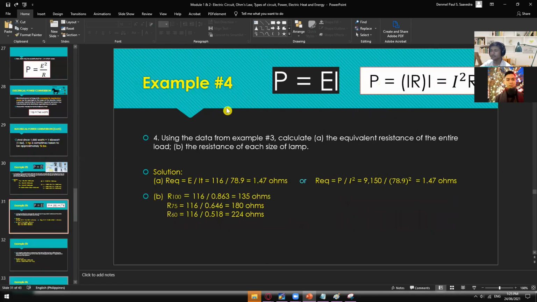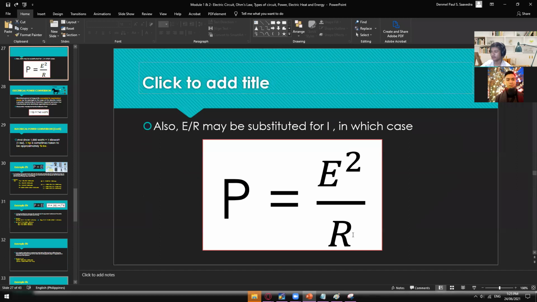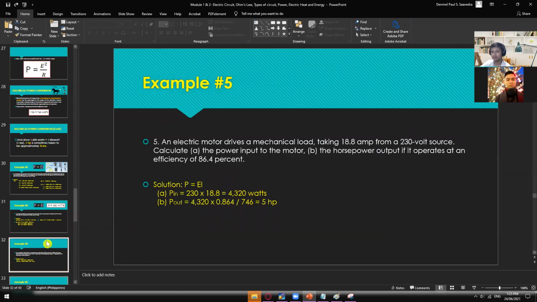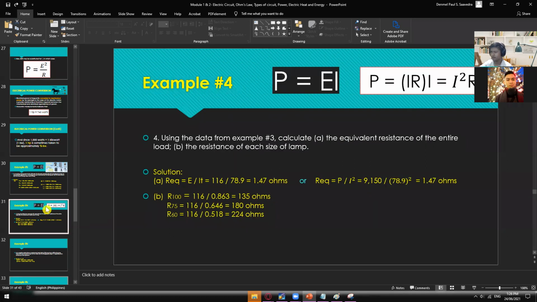So let's now move on to example number 4. Using the data from example number 3, so the same given values, calculate the equivalent resistance of the entire load. If you want to get the R total, then you can use this formula, or you can use this formula right here, wherein R is equal to E squared divided by P. But any of those formulas will be fine, as long as you have the correct values.